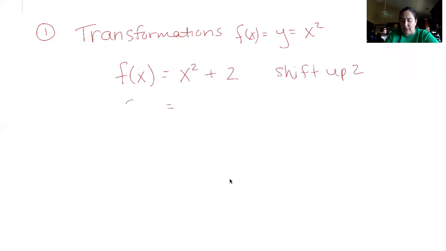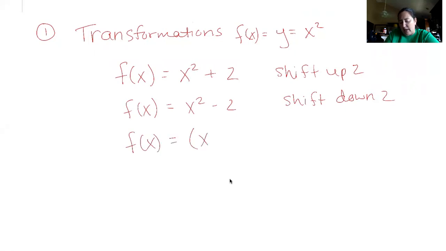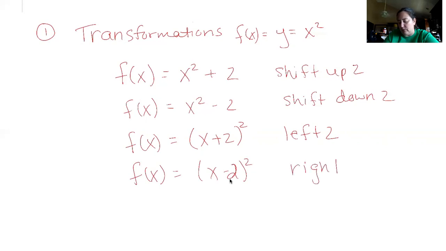If we changed it and said we have f of x equals x squared minus 2, we're going to shift it down 2. If we put a number on the inside, so say x plus 2 quantity squared, this is going to shift us to the left 2. If we change it to x minus 2 quantity squared, then it's going to go to the right 2. So those are shifting, that's just our translations. We're going to shift it up, down, left, and right.